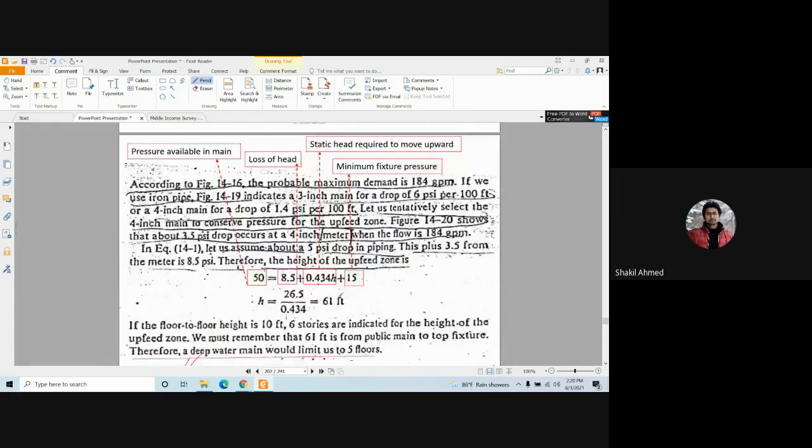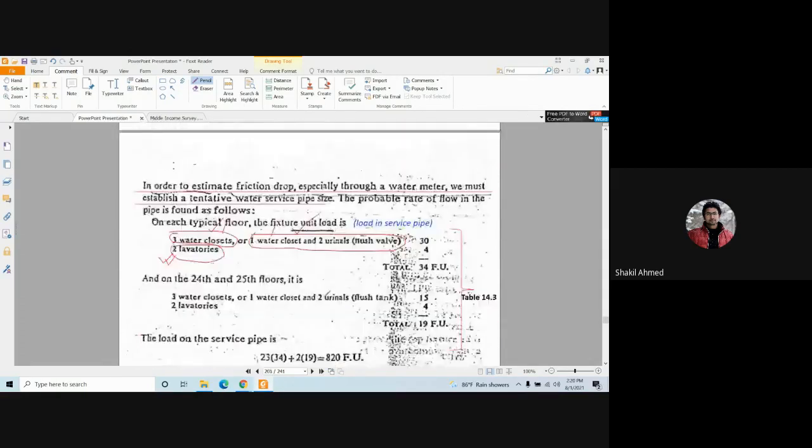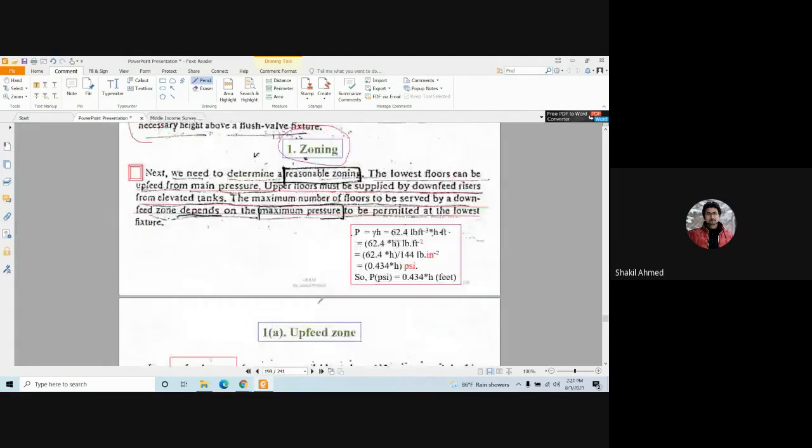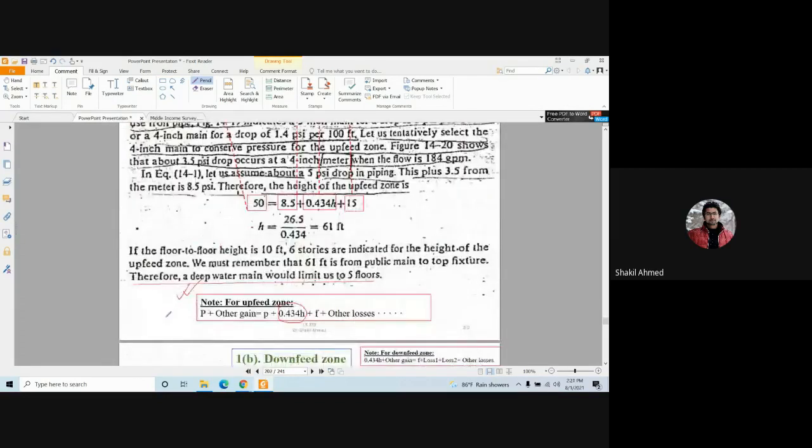So that's what I have written here. Sir, where will we get the frictional loss? Yeah, that's a good question, and we will see this. So this is the input P plus other gain. If you have a pump or any other things, we do not have a pump here, so this is zero. We have only 50 psi from the main. Small p plus 0.434 into h plus f plus other losses.